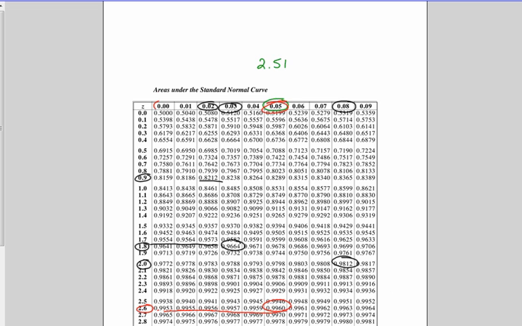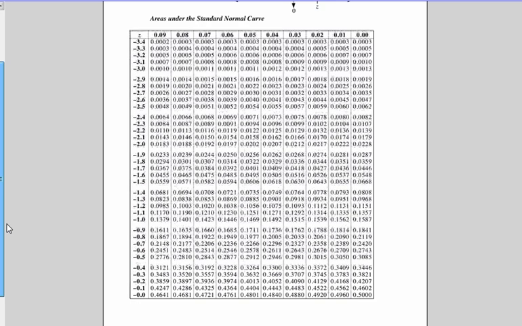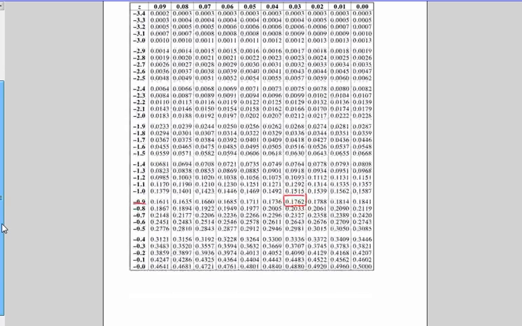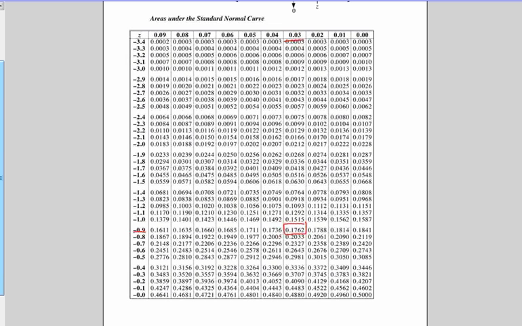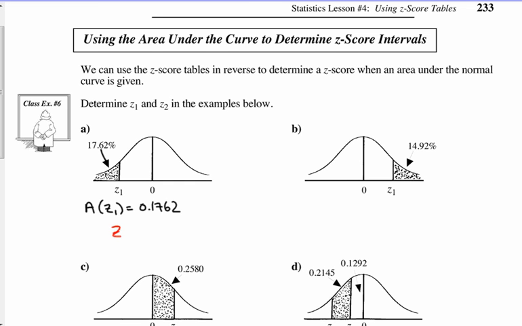So on my z-score tables, I'm just going to clear all this, make it nice and clean. You can see on this negative side, looking at the numbers inside, I want 0.1762. And so I find that area inside, and I found it, right? And we look at the z-score, that's negative 0.93. So the z-score would have to have been negative 0.93. That would give you that area. So we're just working backwards in this case.